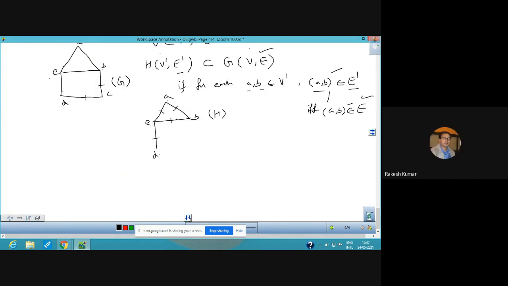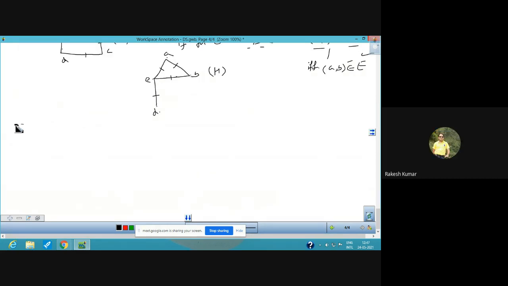Now we have, by using the concept of induced subgraph, the concept of a clique. A clique C is an undirected graph G.